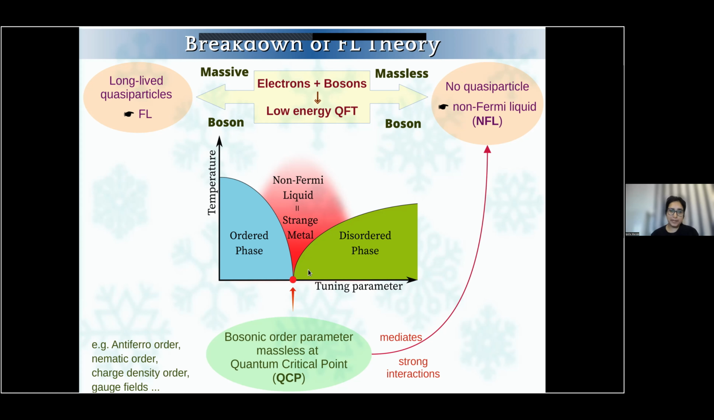A typical example is a quantum phase transition, which is a continuous phase transition occurring at zero temperature as a function of some tuning parameter. So there is an ordered phase and a disordered phase, and the phase transition is brought about by the presence of a bosonic order parameter, which becomes massless right at the quantum critical point. And then this bosonic order parameter can mediate strong fluctuations, which can lead to the destruction of the quasi-particles. Examples include antiferromagnetic order, Ising nematic order, charge density order, or even some artificial gauge fields or real gauge fields in systems.